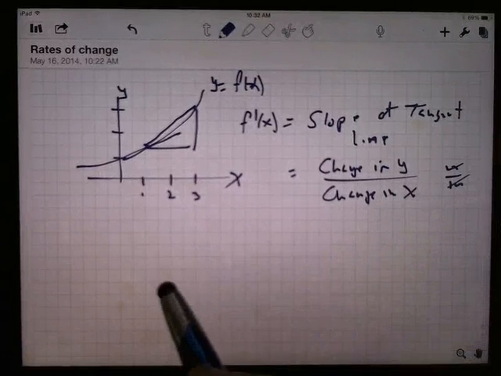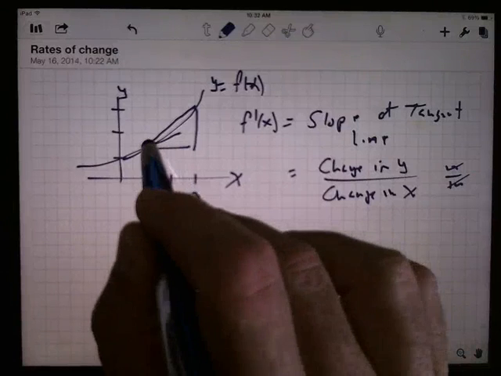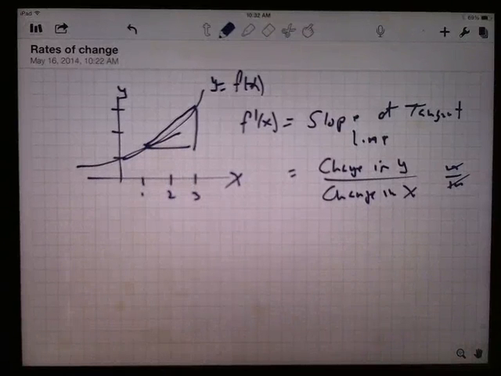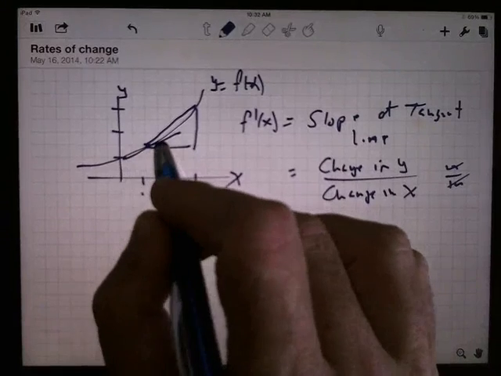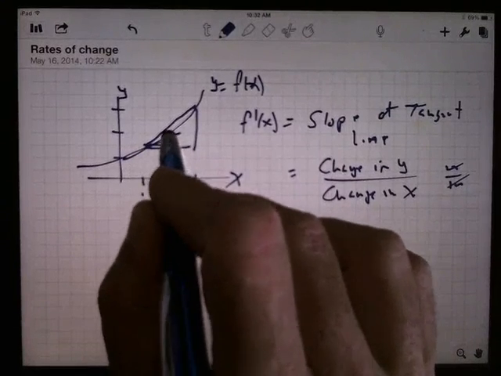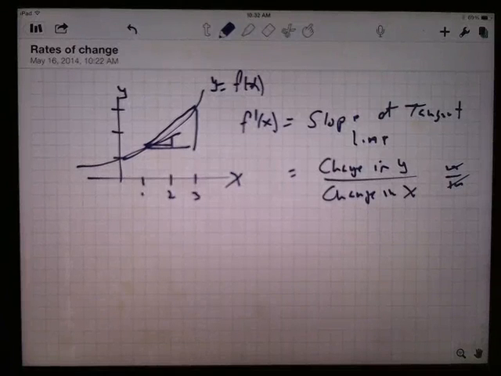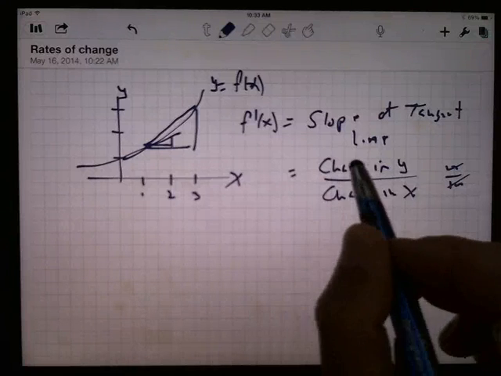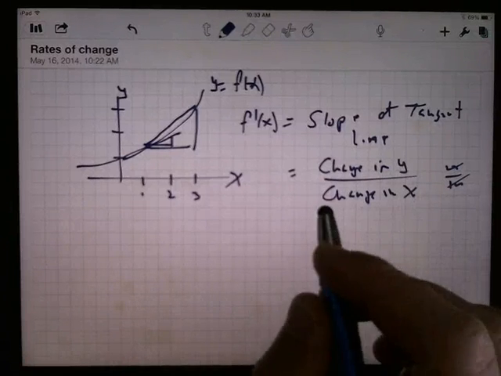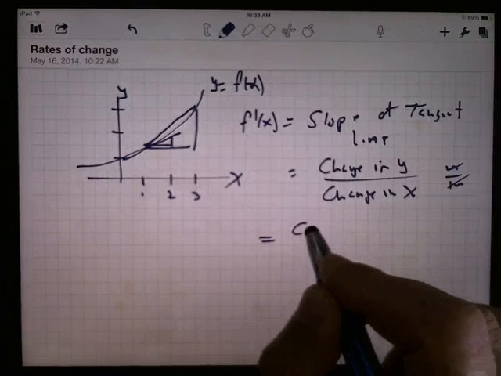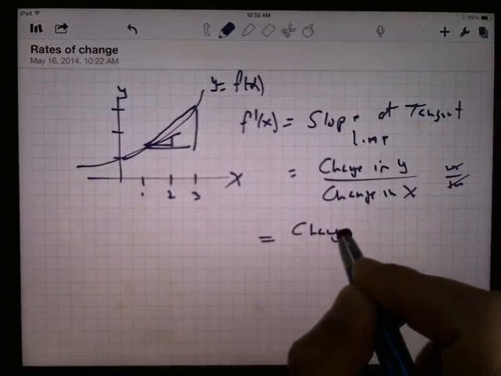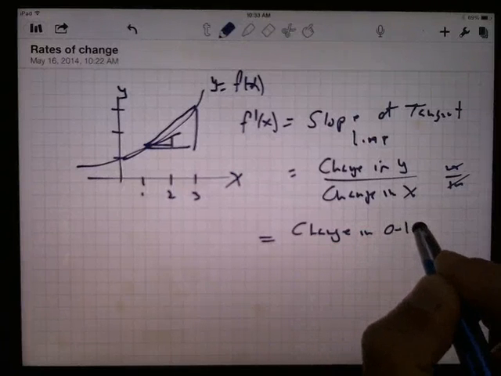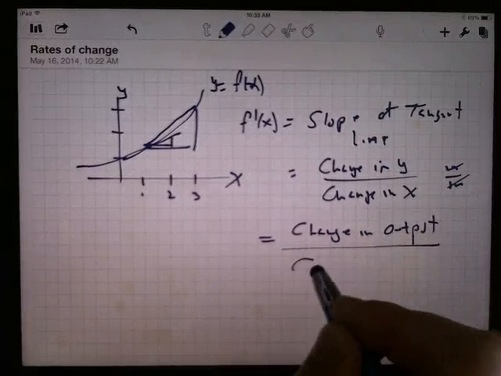And so if I tell you that, hey, at this point right here, the derivative is a half, that means the slope of the tangent line is a half, so for every 1 I move over, I should go up a half, right? That's what I think of for slopes of lines. Now I'm going to start thinking of things in terms of rates of change. So for instance, this notion here, change in y divided by change in x, I'm going to think of it as the change in the output divided by change in the input.